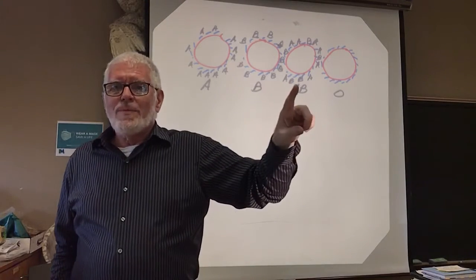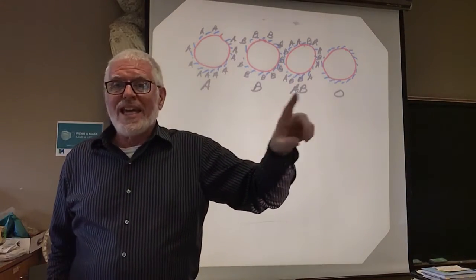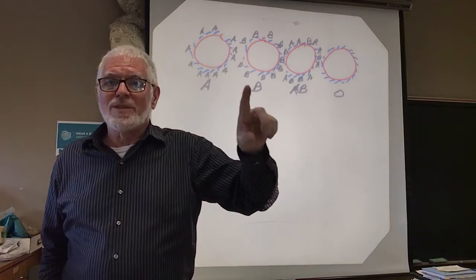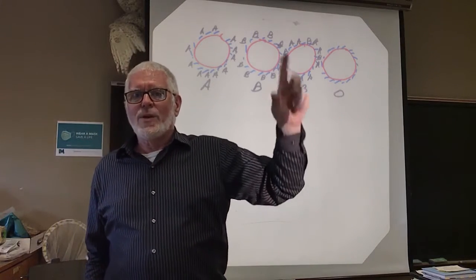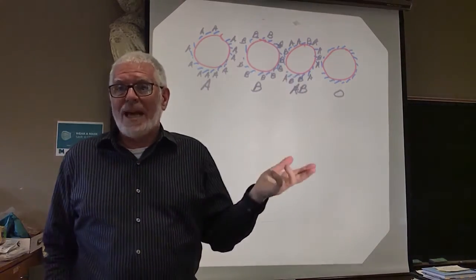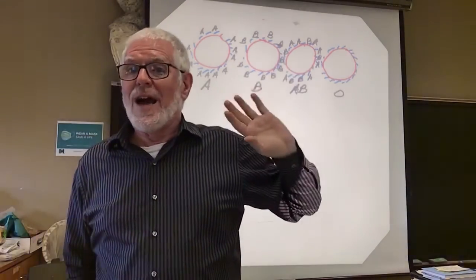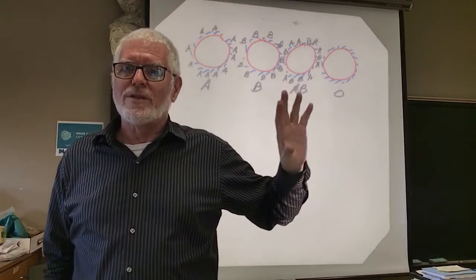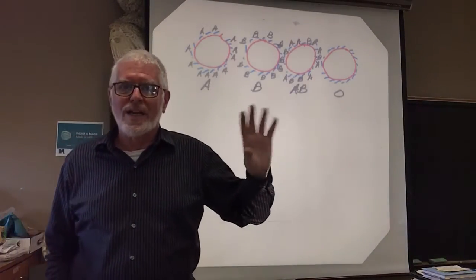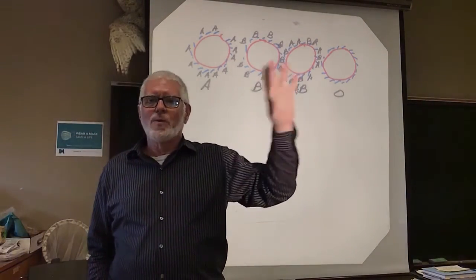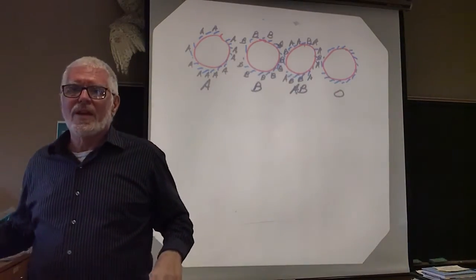If you have AB blood, you can throw basically anything at it because your immune system's seen all of this stuff. And so AB blood is the universal acceptor. Now, I haven't talked about Rh factors, positives and negatives yet. We will get to that. But right now, we're talking about ABOs.